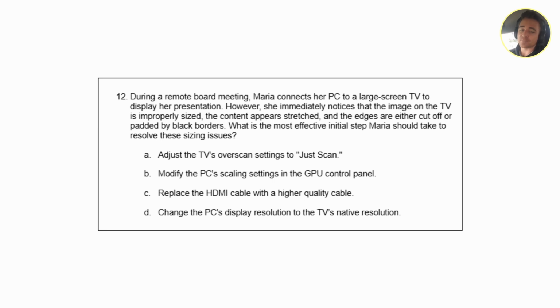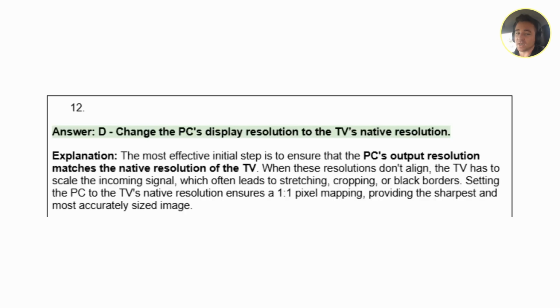Should she A, adjust the TV's overscan settings to just scan, B, modify the PC's scaling settings in the GPU control panel, C, replace the HDMI cable with a higher quality cable, or D, change the PC's display resolution to the TV's native resolution? Your answer coming in 3, in 2, in 1. Here we go. Pause the video if you need more time. The answer is D. Change the PC's display resolution to the TV's native resolution.